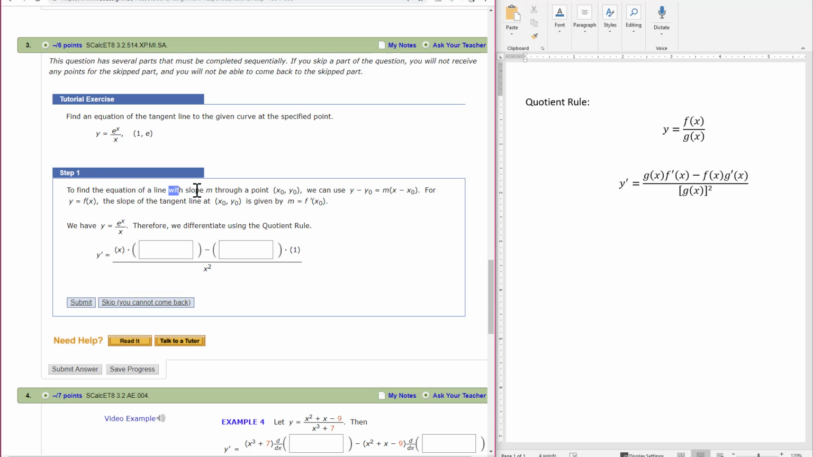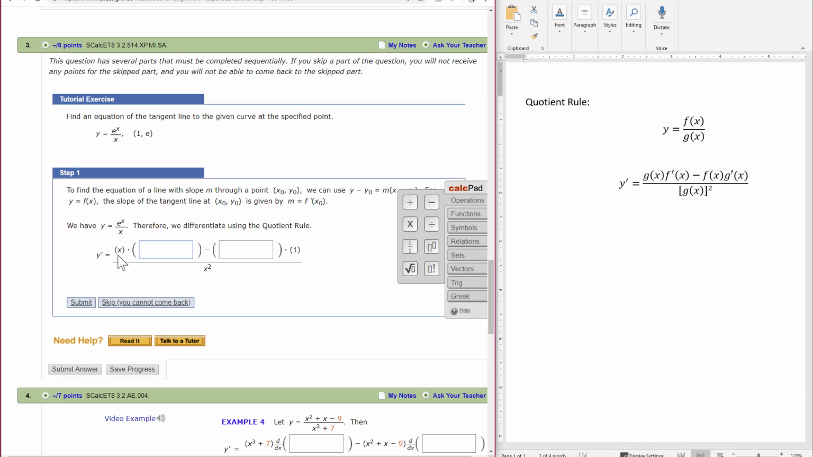So the equation of the line with slope m through the point x naught, y naught is equal to this, or it can be written as this. The slope of the tangent line is given by the derivative. And so we have y is equal to e to the x over x, therefore we differentiate using the quotient rule. So here's the quotient rule off to the side. If we take a look at this as high and low, I like to remember the quotient rule by saying low d high minus high d low all over low squared.